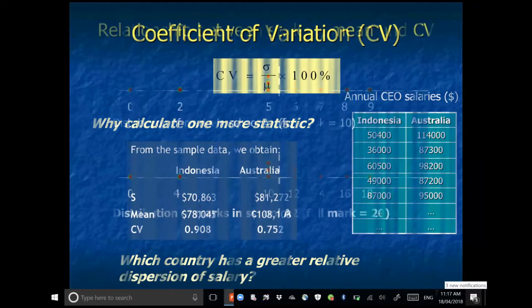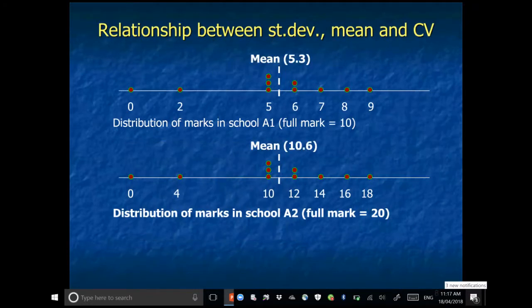Let's look at one more example here. Here again, we are looking at the distribution of marks in two schools, what students have got. Okay, so we take 10 students in school A and 10 students in school B. However, in school A, the exam is marked out of 10, and people have got marks ranging from 0 to 9.